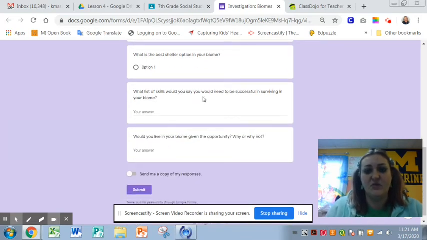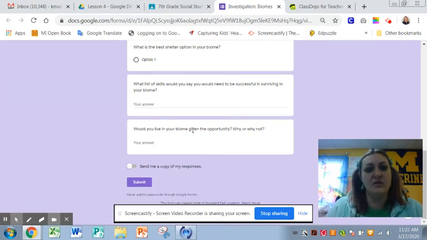What list of skills would you say that you need to be successful in surviving in your biome? Think about living in the wild, whether you are in the cold, the super hot, or in between. Think about predators. What sort of skills are you going to need to survive in this biome? Would you live in your biome given the opportunity? Why or why not? If you had the opportunity today to go and live in this type of situation, would you? Yes or no? And why or why not?